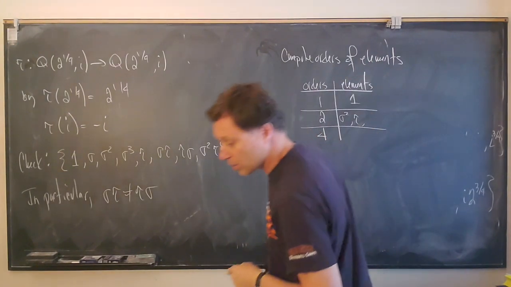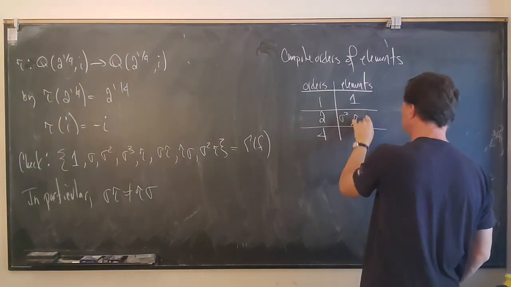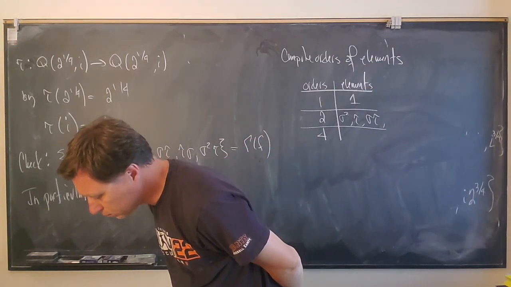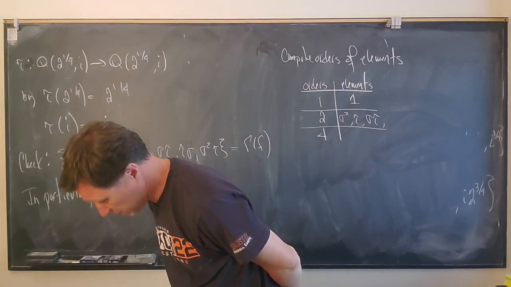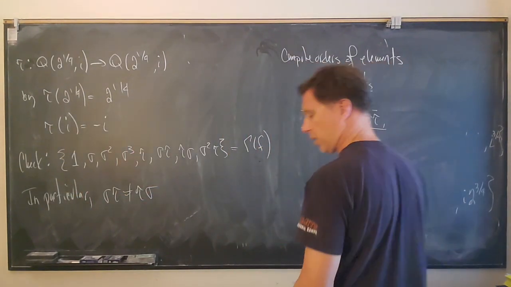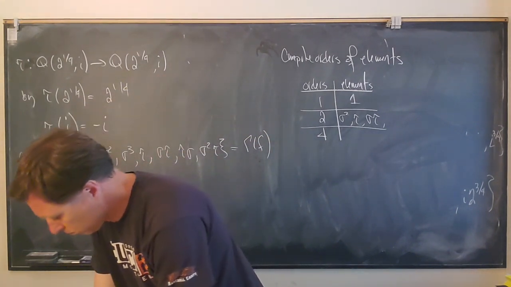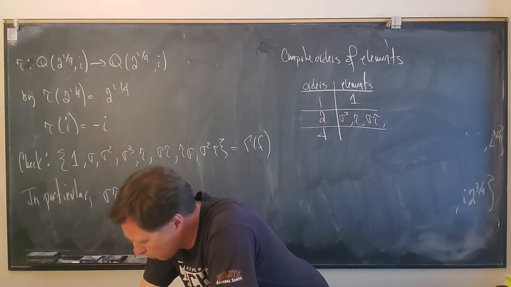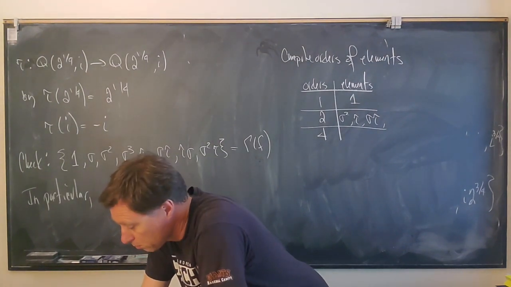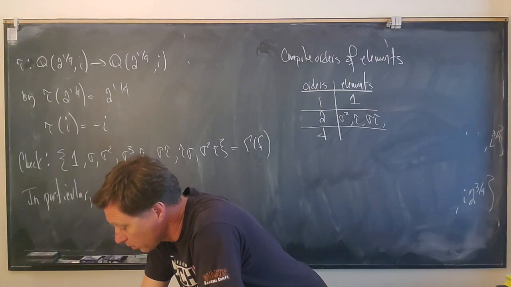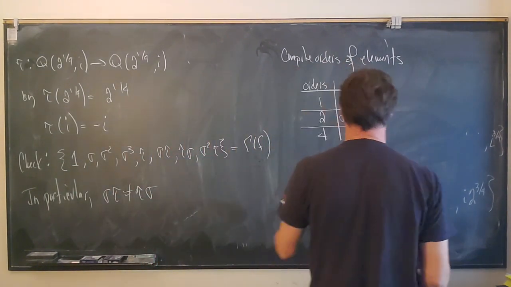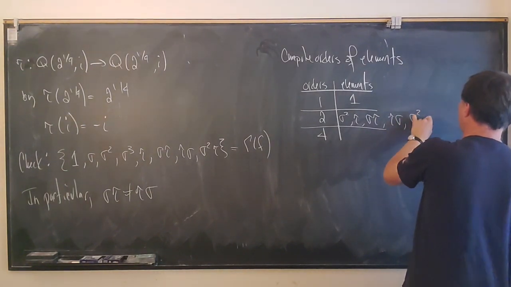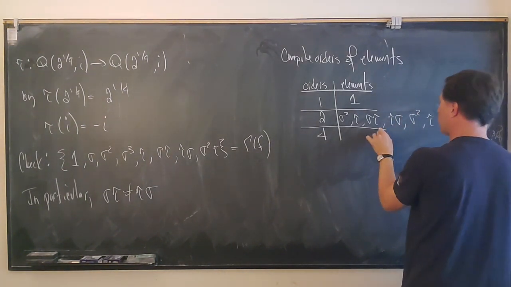tau, sigma tau, and tau sigma. Oh, wait, what? One, two, three, four. Oh, right, sorry. Tau sigma and sigma squared tau have order 2.